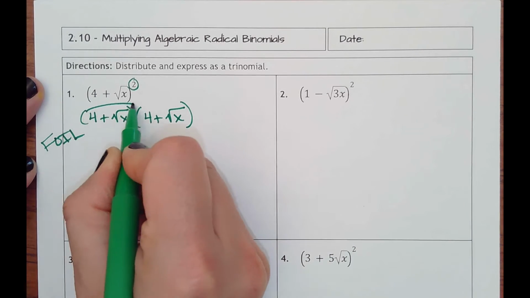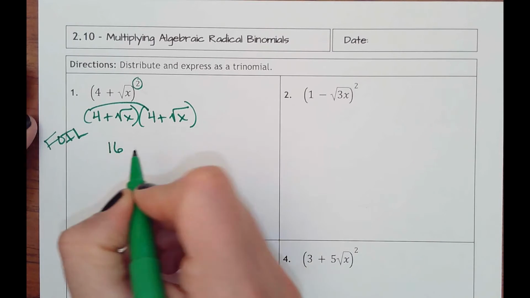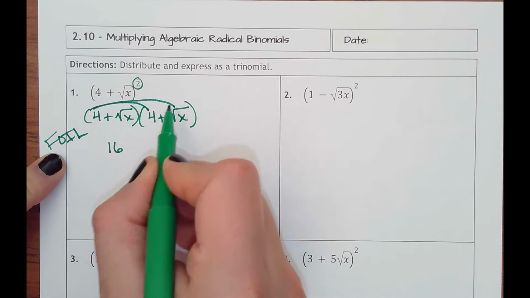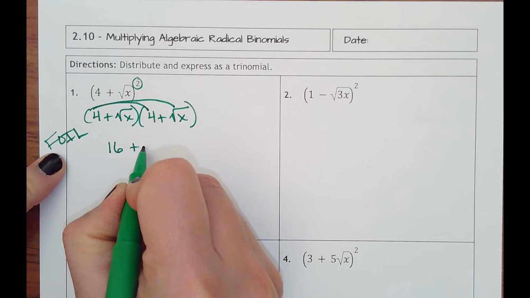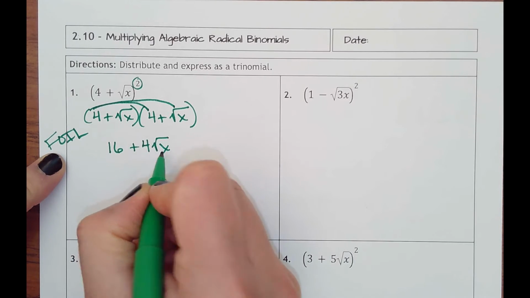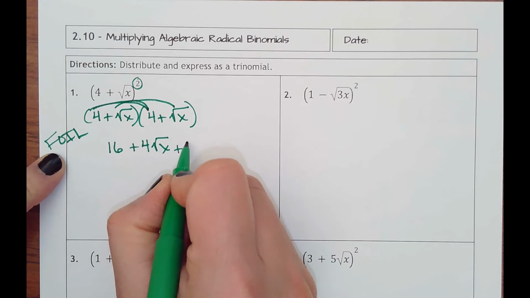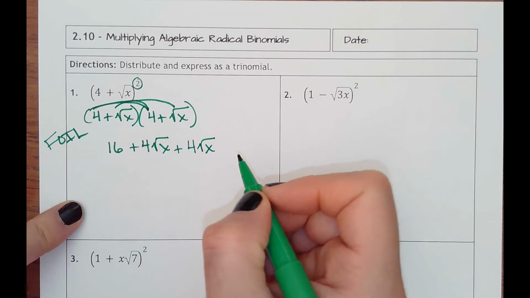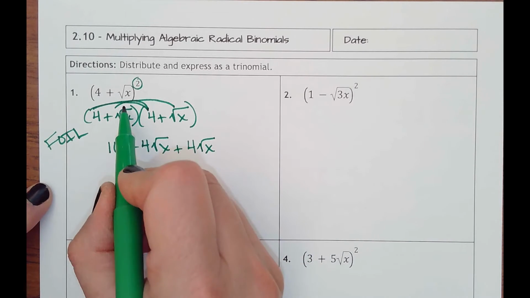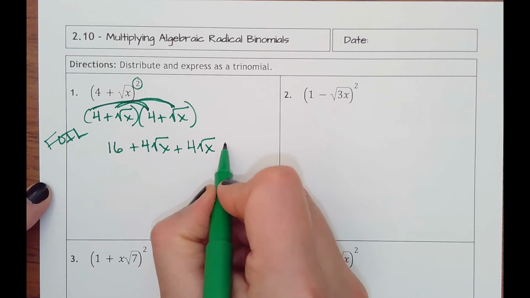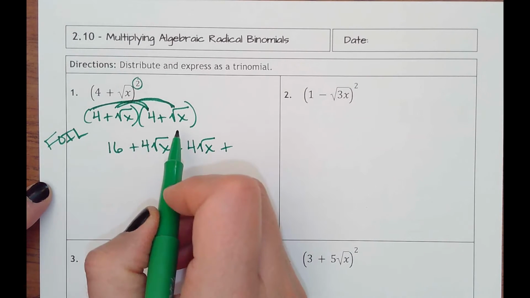We need to do first terms. 4 times 4 is 16. Outers, 4 times the square root of x, and it's positive. Inners, 4 times the square root of x. Remember, these will always match if you have identical binomials. And then the last terms is a positive times a positive, square root of x times square root of x.